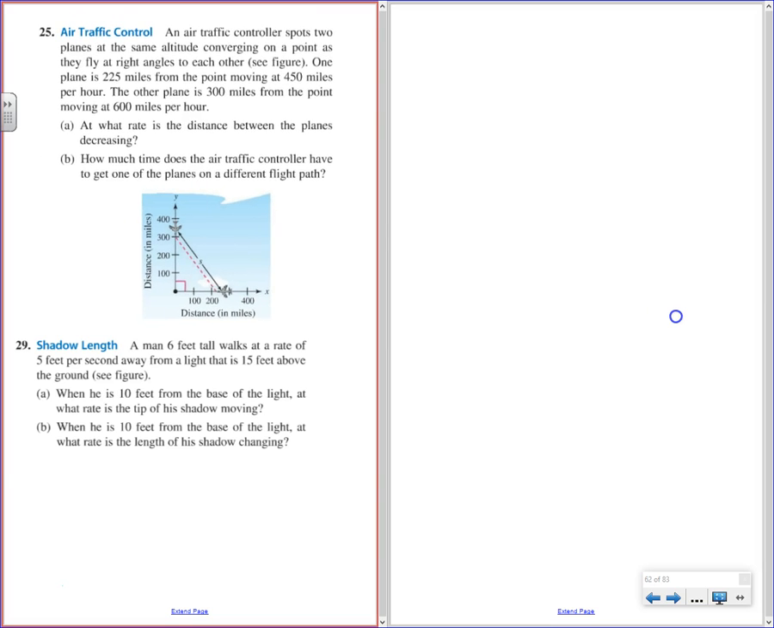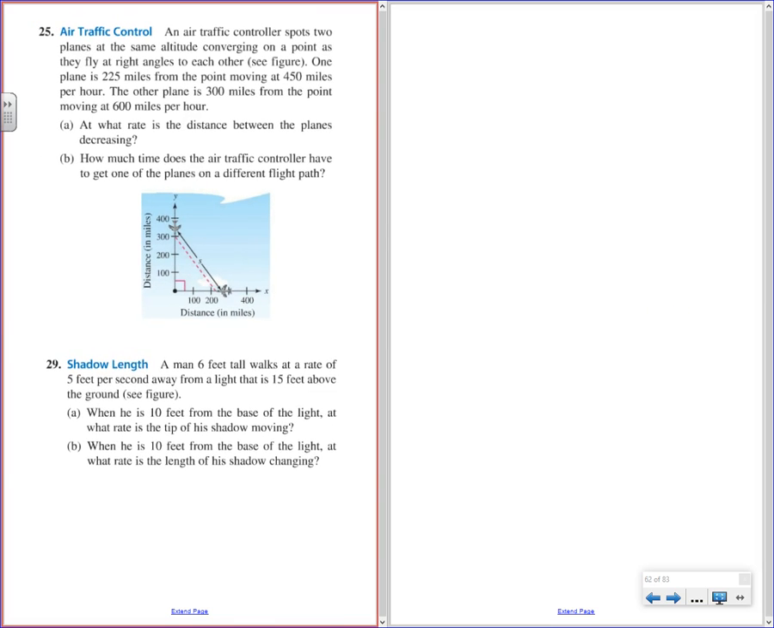So first of all, before we even start talking about 25, some of you haven't even seen that one yet, because you might have gotten stuck on 20 or something earlier. An air traffic controller spots two planes at the same altitude converging on a point. Dangerous, right? They fly at right angles to each other. One plane is 225 miles from the point, according to the graph. At the instant that the controller spots him he is 225 miles away, but we know it doesn't just pause midair, so this is just one instant of time. We could call this distance x.